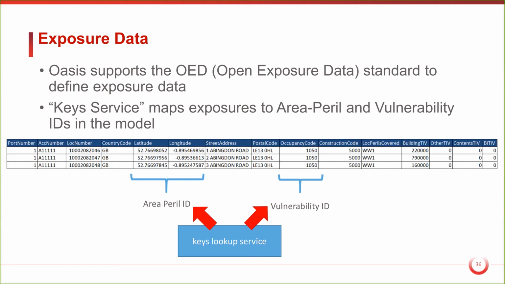And that's quite important, particularly if you're running against multiple models. If you're running the same exposure against different models to get different views of risk, it might be that the different models represent different areas. So you need to understand you can't just compare the results one for one if you've got different models that represent different geographical areas. So the keys lookup service alerts you to how much of your exposure data will be modeled in that specific model.